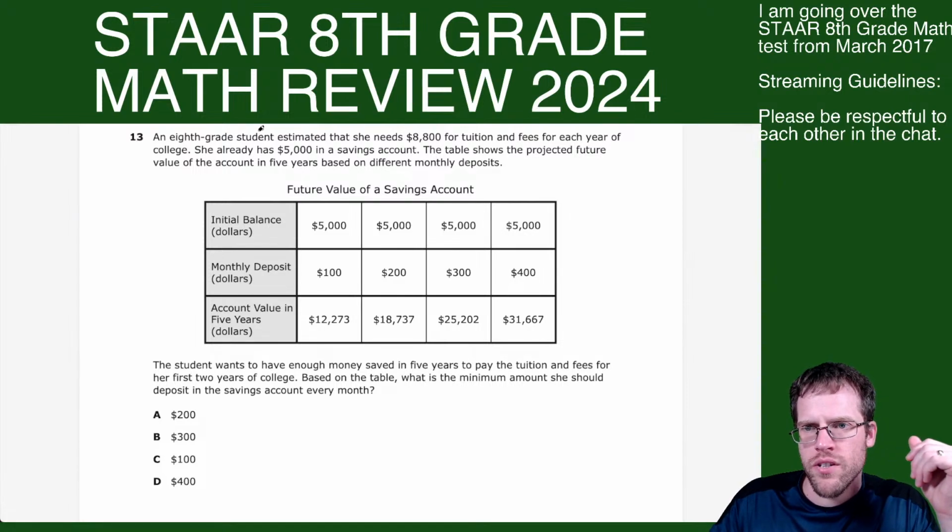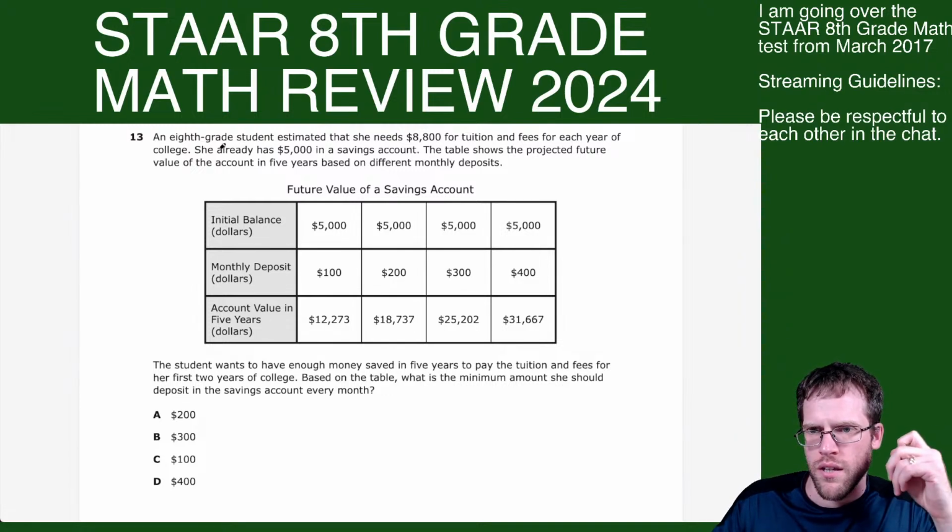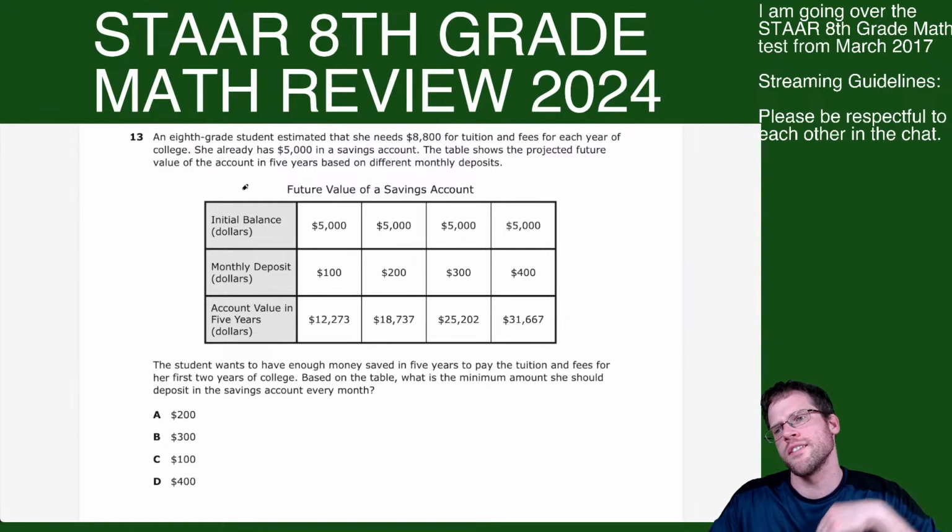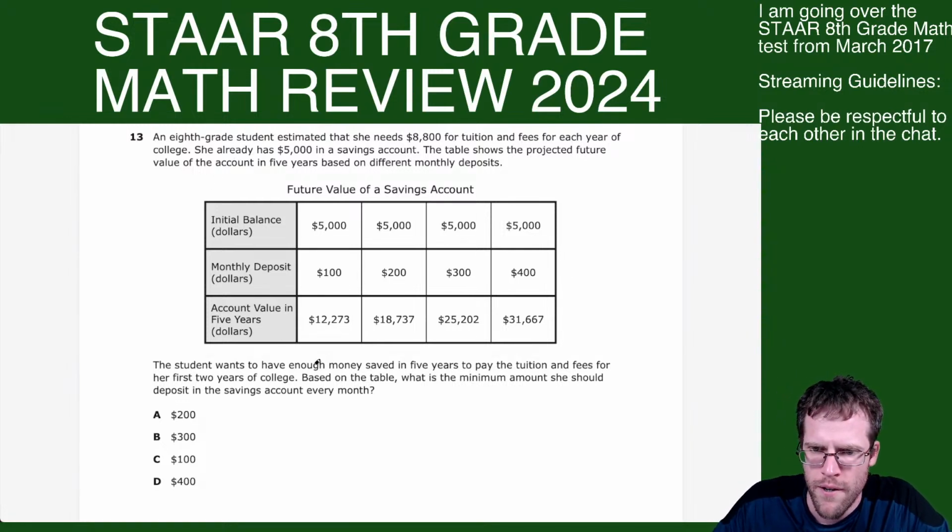So we have an 8th grade student who estimated that they need $8,800 for tuition and fees for each year of college. And they already have $5,000. The table shows the projected future value of the account in 5 years based on different monthly deposits. The student wants to have enough money saved in 5 years to pay the tuition and fees for her first 2 years of college. Based on the table, what is the minimum amount she should deposit in the savings account every month?